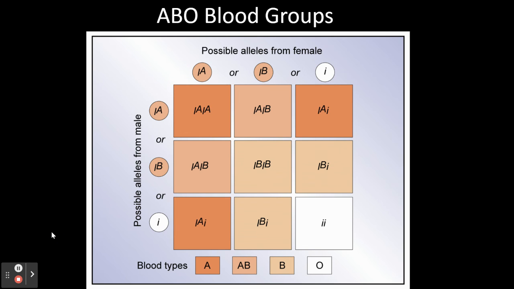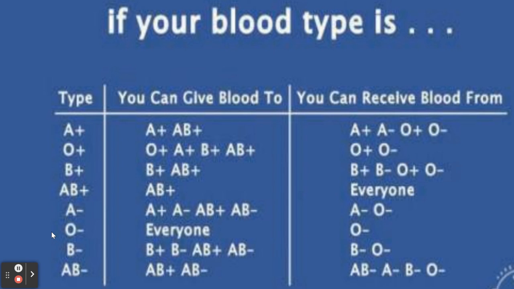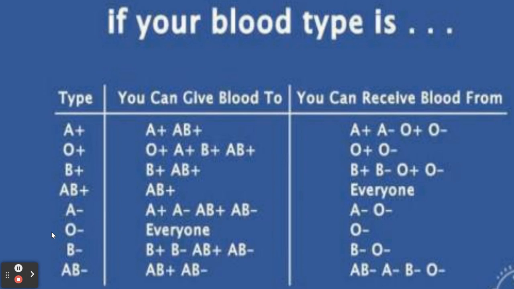This chart shows it a bit clearer. And as you can see from there, they've got a little i that dictates the O allele. Just going back to the previous slide, this is how we would express the genotype or the phenotype if you had to write it in an exam. And the last slide is actually just there for your interest, knowing who you can give blood to, but also who you could receive blood from.